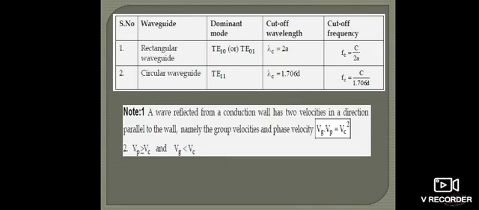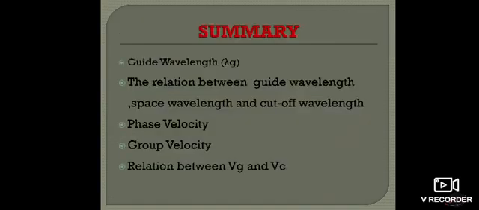Okay, so I have said what a waveguide is. It is a transmission line used to carry energy in the form of microwave frequency ranges from one point to another with little power loss. Okay, so that is the use of a waveguide. This is our summary about the guide wavelength and the relation between the guide wavelength, space wavelength and cutoff wavelength, what the phase velocity and group velocity are, and the relation between Vg and Vc, and we have done some quiz also in this session. Okay, so thank you.